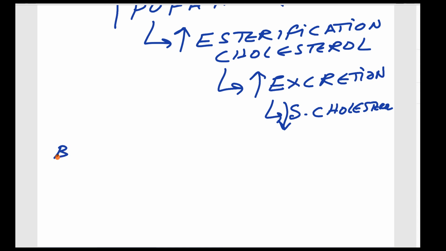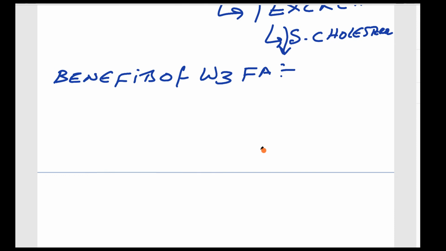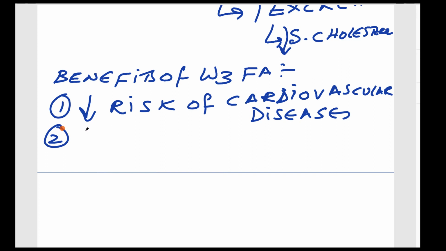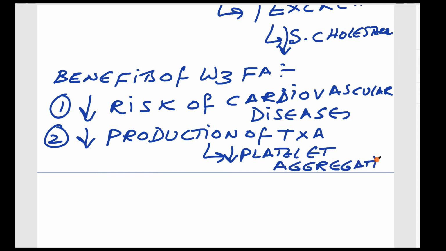What are the benefits of omega-3 fatty acid, in this case linolenic acid and docosahexaenoic acid? There is a decreased risk of cardiovascular diseases. Then there is a decreased production of thromboxanes. By decreasing the production of thromboxanes, platelet aggregation is decreased, so there will not be intravascular clotting.